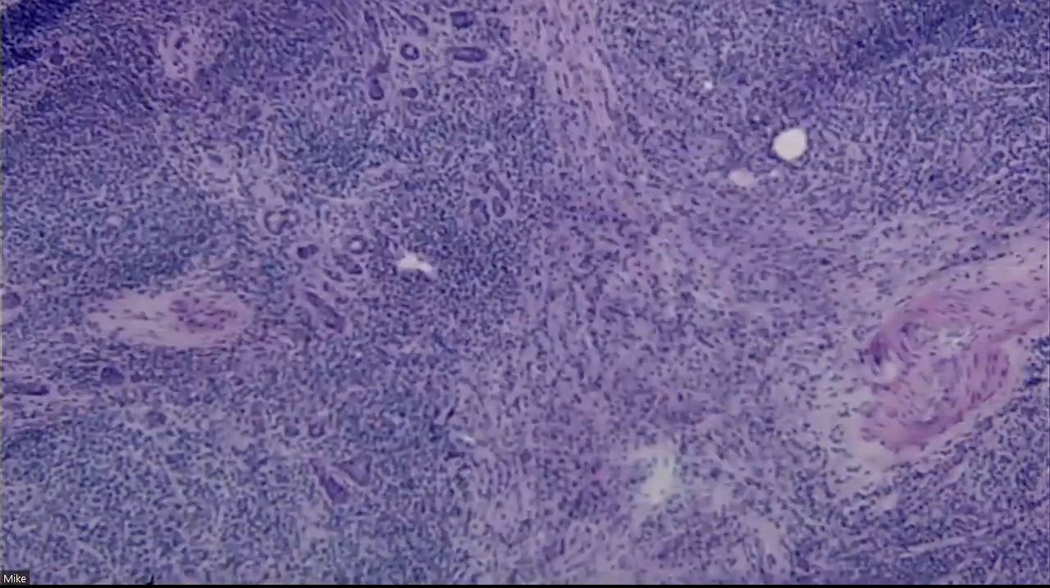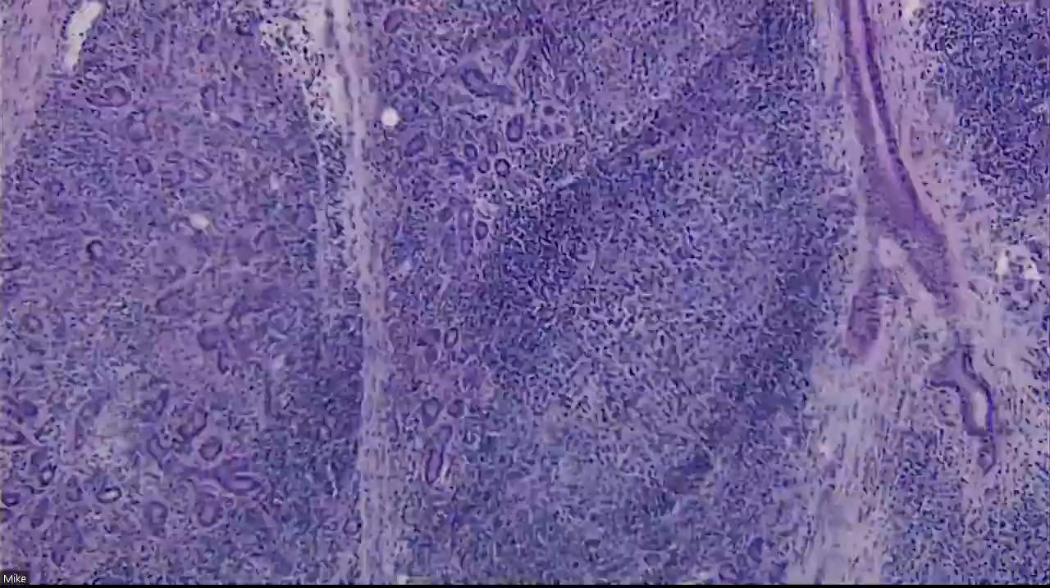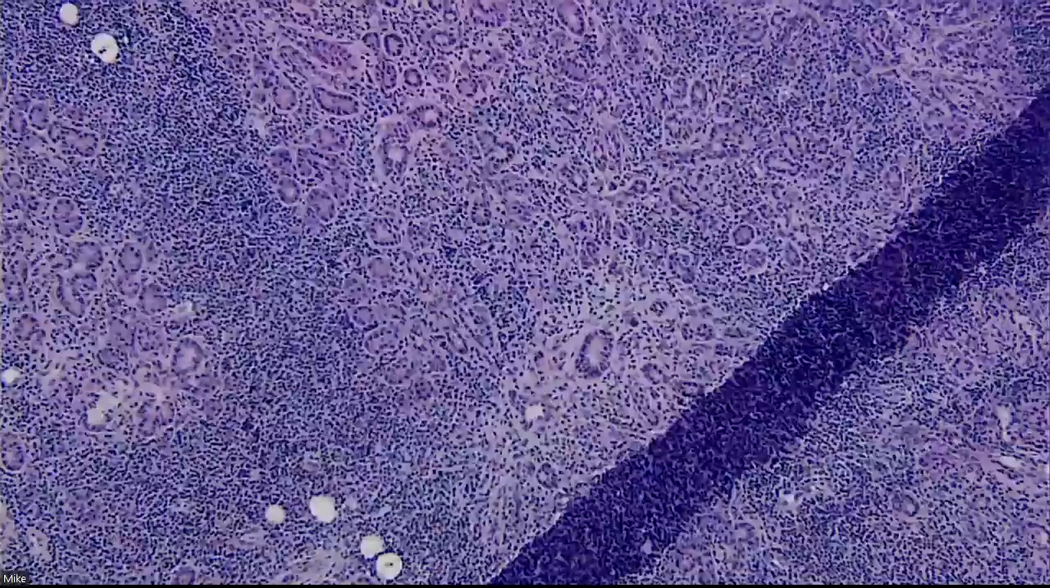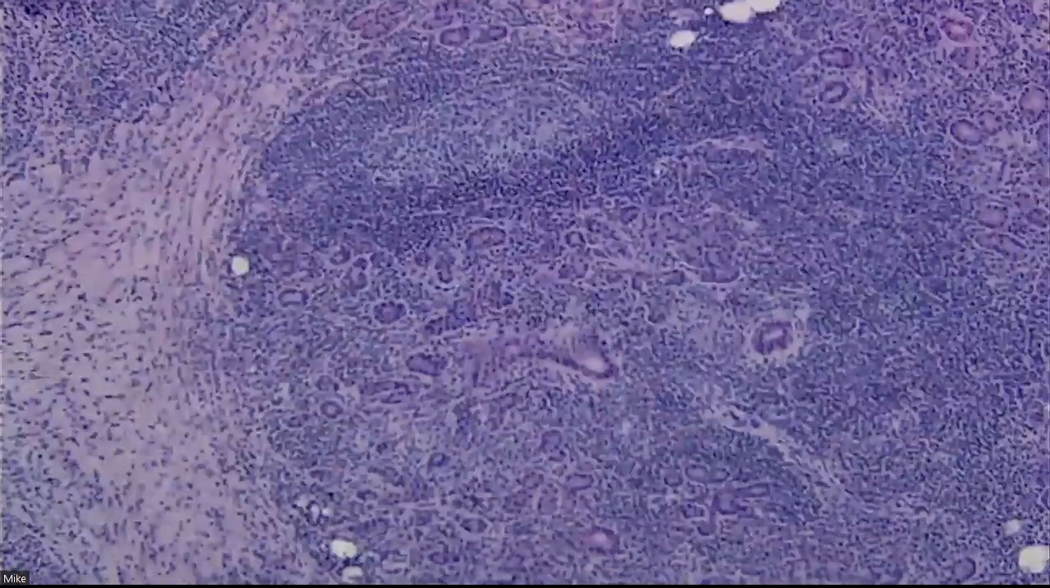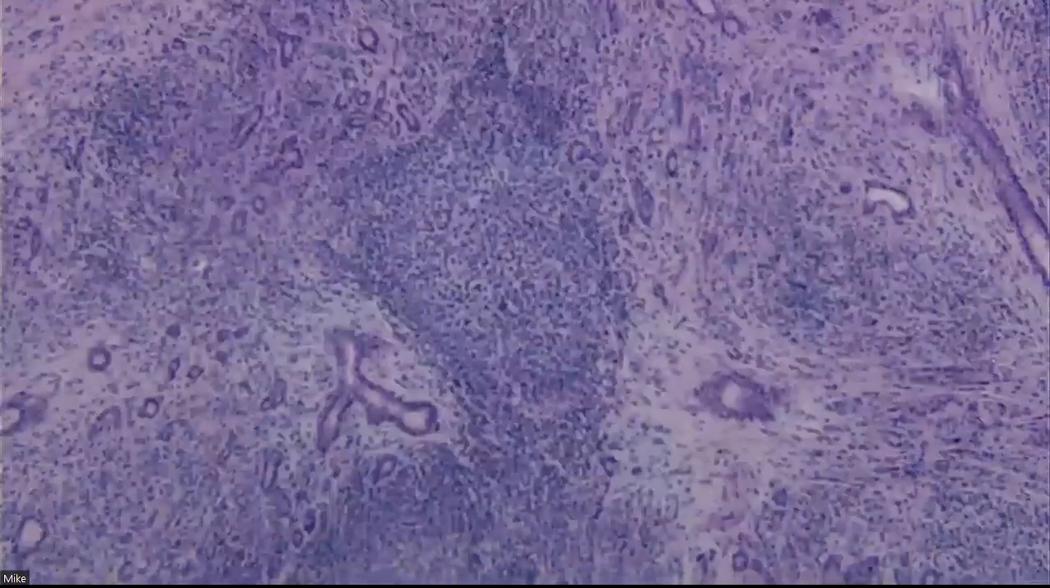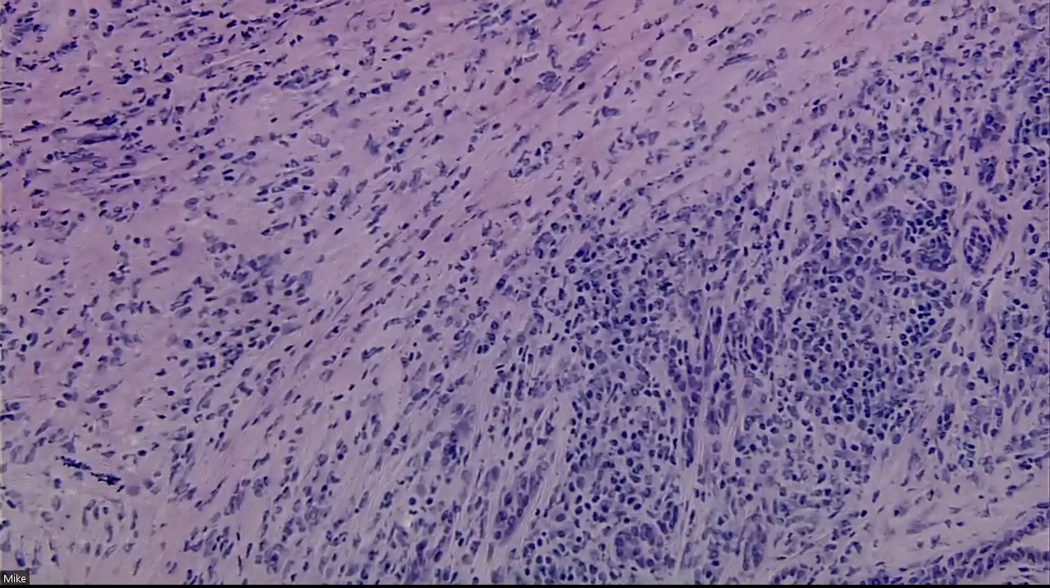Looking at slightly higher power. The ductal nuclei look cytologically bland, monomorphic. Lymphoid tissue appears to mimic germinal centers. So they don't look like sheets, they're more like follicles. Points me away from a hematolymphoid malignancy. Going into higher power. Let's see.